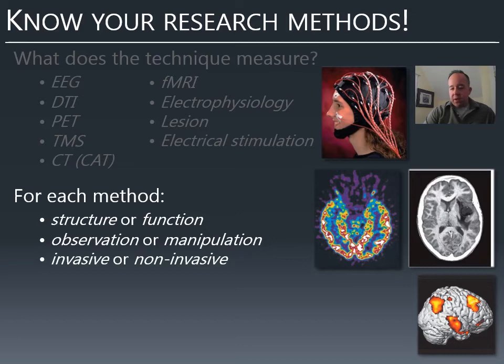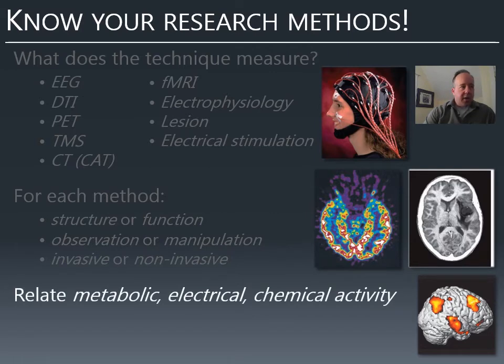Electrophysiology is invasive. You have to put an electrode in the brain, and that requires, at the very least, opening up the skull. Something like EEG or fMRI is non-invasive. You don't have to break the skin. You can measure these things either on the scalp or by putting someone in an MRI machine. It doesn't involve breaking the skin, opening up the skull, or destroying tissue. So those techniques are non-invasive.